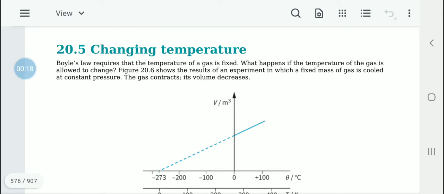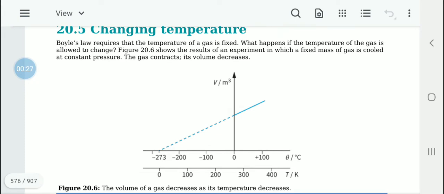So now we are going to discuss how change in temperature affects the volume of the gas, and we are still referring to Boyle's law. In Boyle's law, you can remember that we discussed maintaining the temperature constant. The temperature of the gas is fixed, but the relationship between pressure and volume changes. So if the temperature of the gas is allowed to change, what would happen is what we are going to discuss.